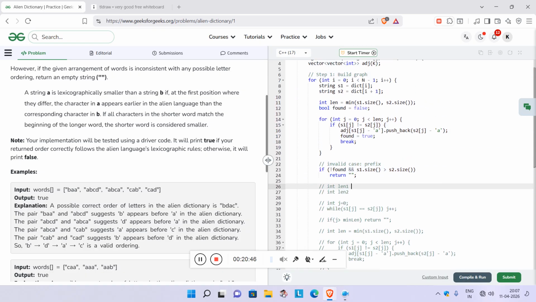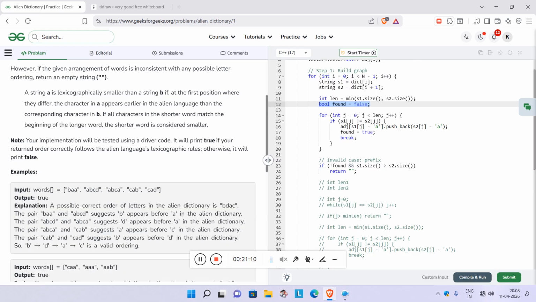So what's the thing here: we have to compare our s1 and s2, and take the minimum length. Now let's use our bool vector called found, initialized with false. Now traverse our inner loop, j equal to 0 to length. Check if any character is not equal, then simply push this into our adjacency.